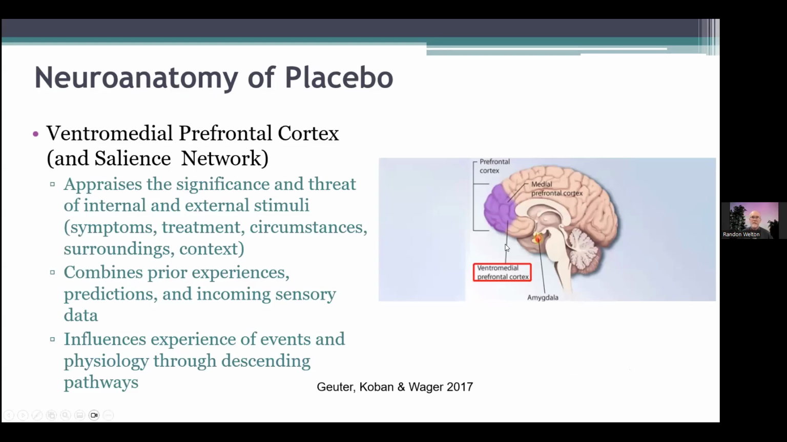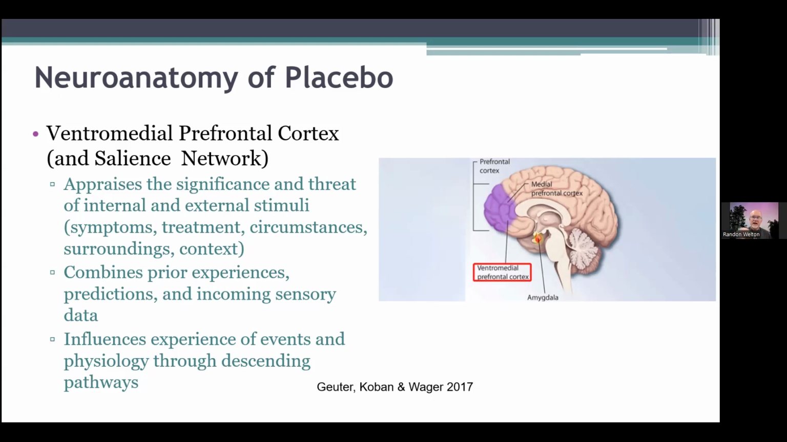One of the areas most involved in this is the ventromedial prefrontal cortex. So right here, right underneath your skull, right there. And it's involved in what's called the salience network. The salience network appraises the significance and threat from internal and external stimuli. It's always looking at your surroundings, at symptoms, at the sensory input, at context, and coming up with, is this bad?